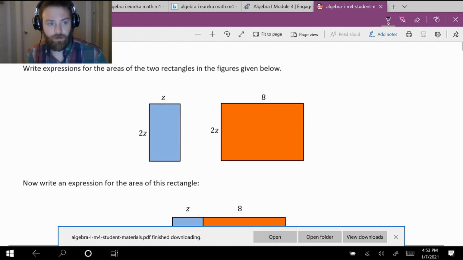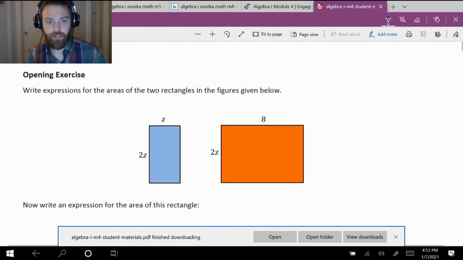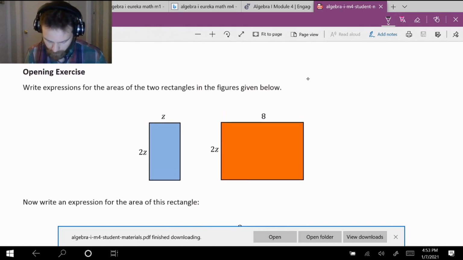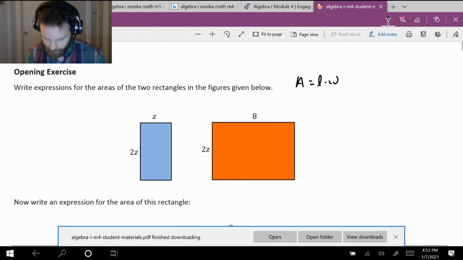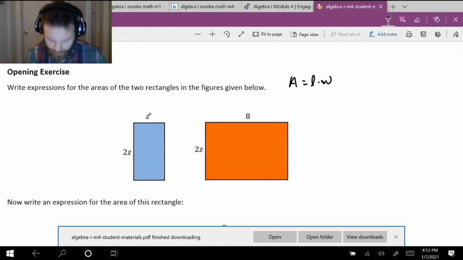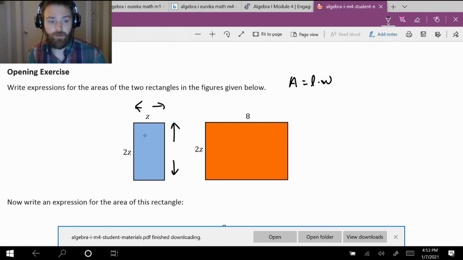So what we want to do down here is write expressions for the areas of the two rectangles in the figures below. So if you remember from previous years, area is equal to length times width, okay? And I like to call our longer side the length and our shorter side the width. So in this case, my length is 2z and my width is z. Well, if I multiply those two, the area of the small rectangle is going to be 2z times z, which is equal to 2z squared. All right?